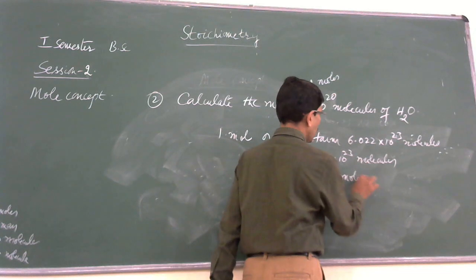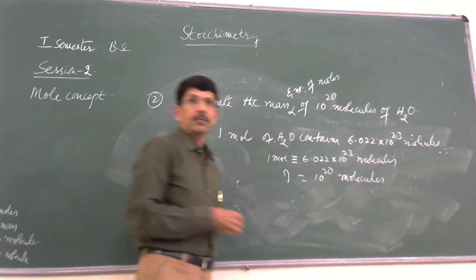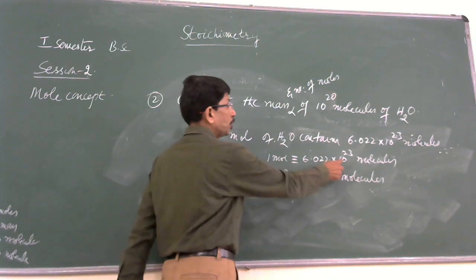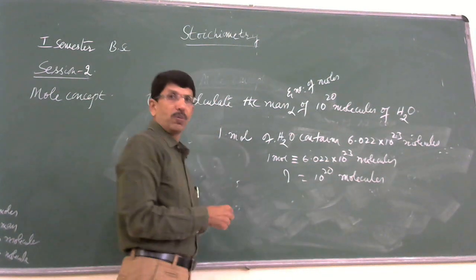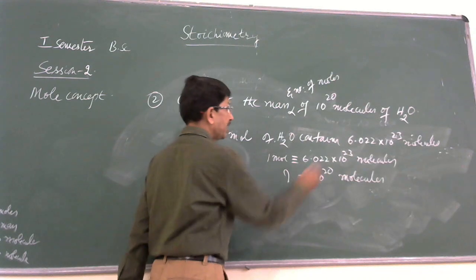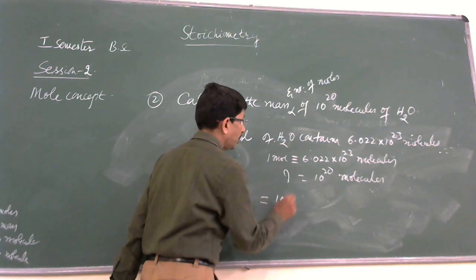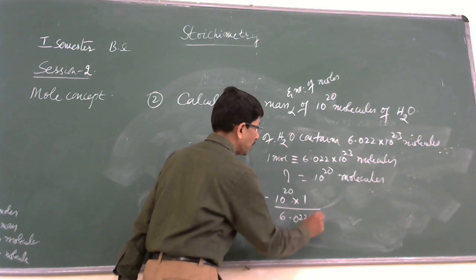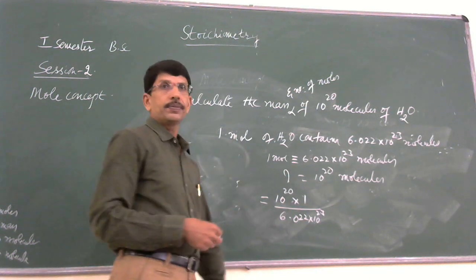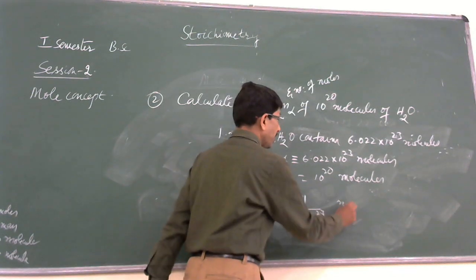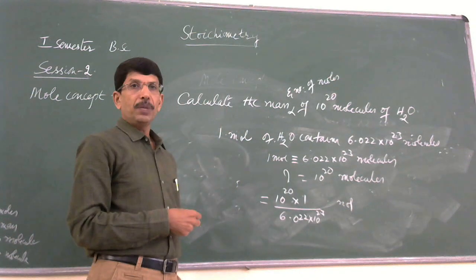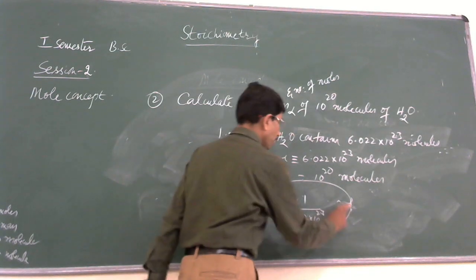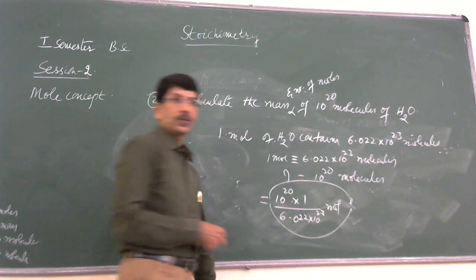Simple when one understands the concept of the mole. Otherwise, it will be difficult. So 6.022 into 10 to the power 23 molecules correspond to 1 mole. So 10 to the power 20 molecules correspond to how many moles? This will be equal to 10 to the power 20 into 1 divided by 6.022 into 10 to the power 23. That will give you so many moles. So 10 to the power 20 molecules of water correspond to so many moles.